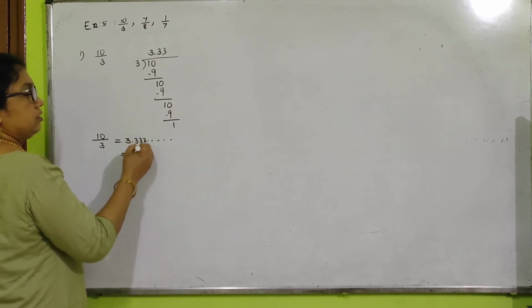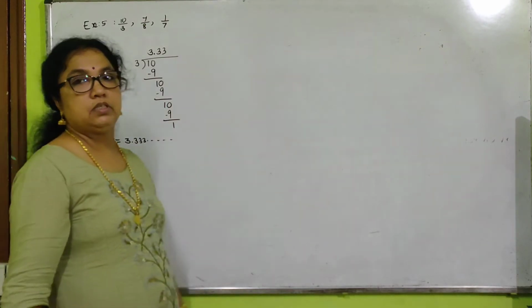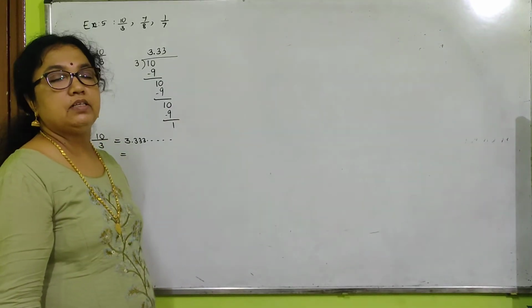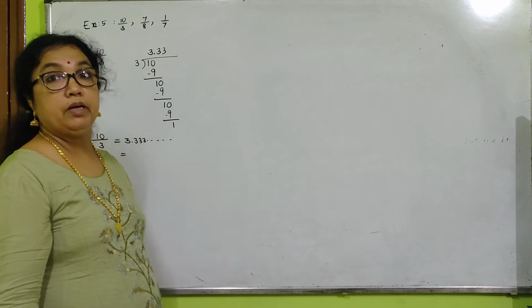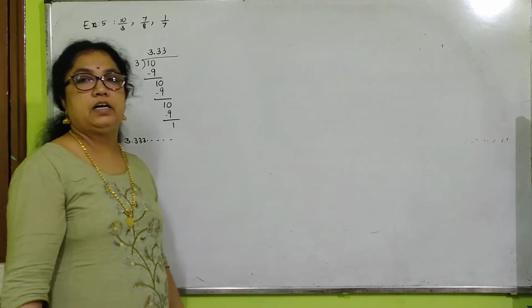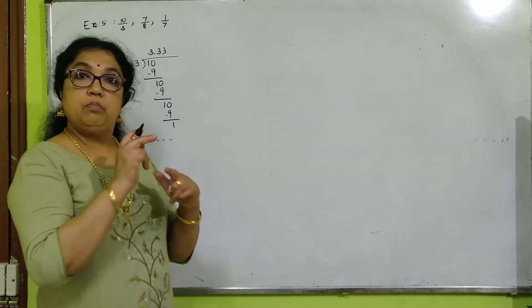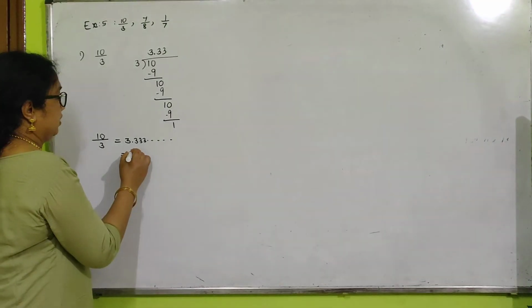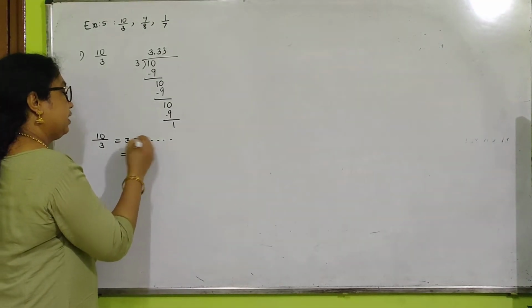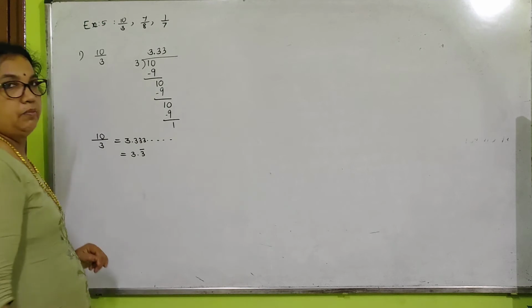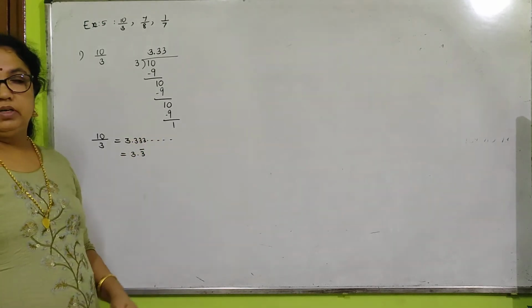The digit which is repeating is the recurring unit, and you can represent it by putting a bar over it. Whichever digits are repeating, you have to put a bar over them. So we write 3.3 with a bar, repeating it like this.